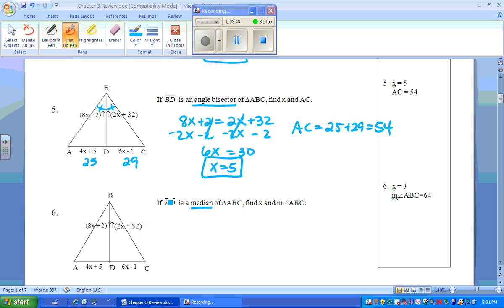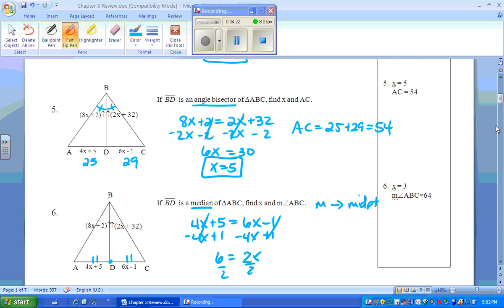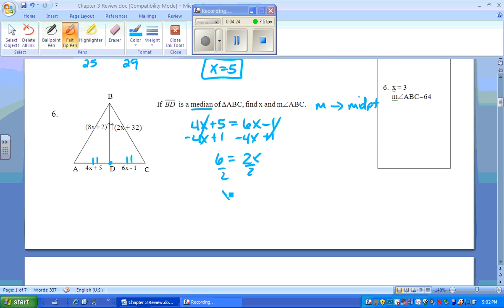And last but not least is the same kind of question, but it's a median this time. And a median starts with an M, which means it causes a midpoint, as we discussed. So hopefully you remember that trick. Midpoint, that means D is the midpoint at the base here, so AD and DC are congruent. So we can set 4x plus 5 equal to 6x minus 1, minus the 4x over, giving me 2x, adding the 1, giving me 6 divided by 2. X ends up equaling 3.